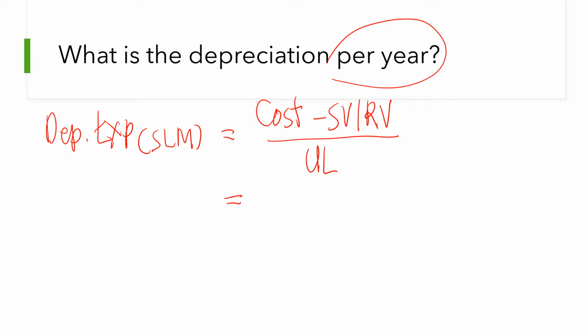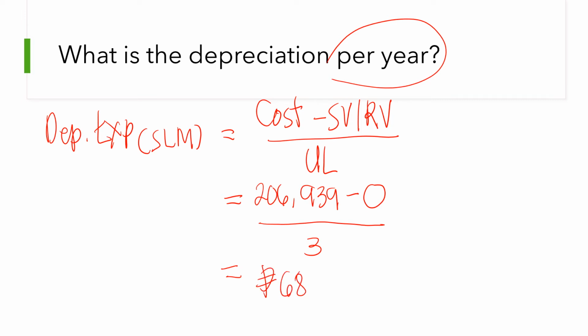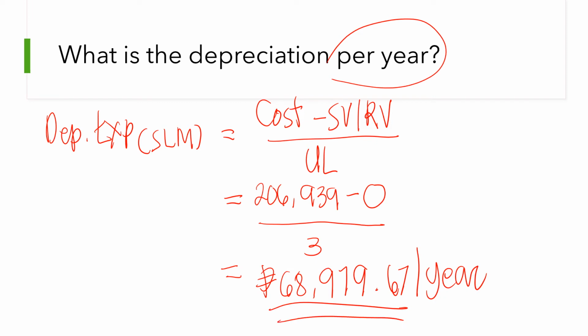So the cost of the asset is 206,939. So salvage value is not provided in the problem. So this is assumed to be 0. We divide it by 3. So the answer will be 68,979.67 per year.